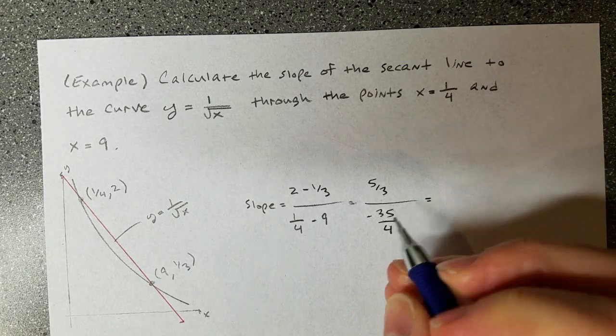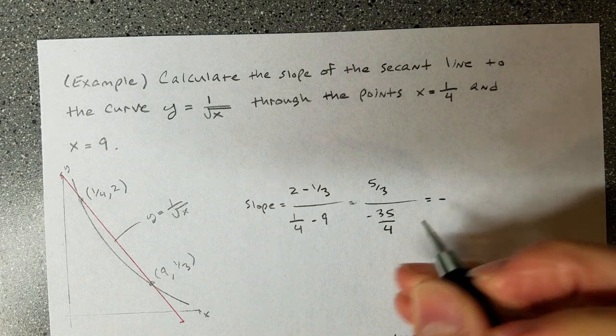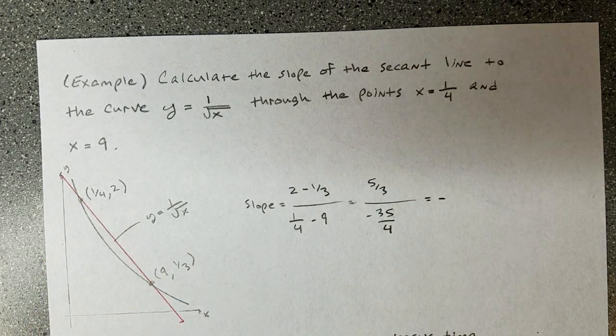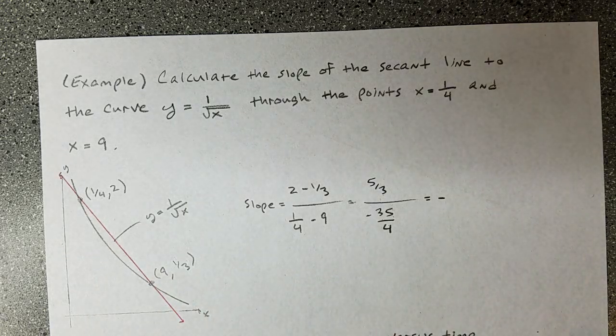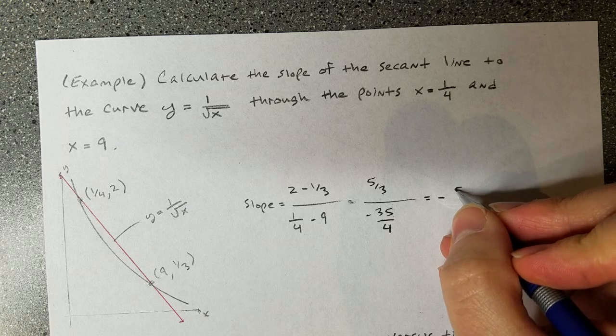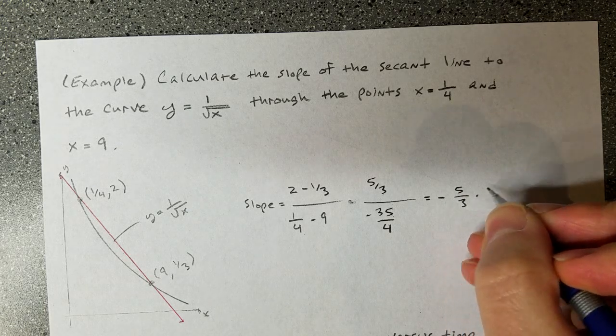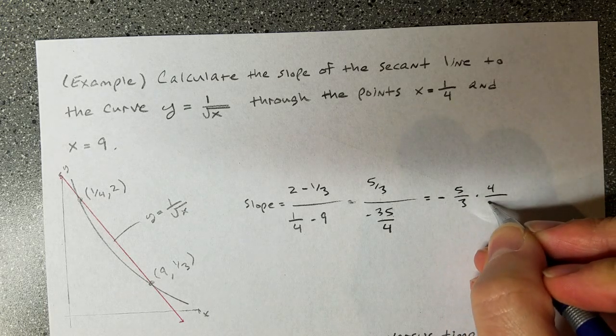I'm going to get a negative number, right? I knew that. The secant line is right there in red ink, and it is falling from left to right. That means the slope would be negative. But let's do it: we need to take 5/3 times 4 over 35.